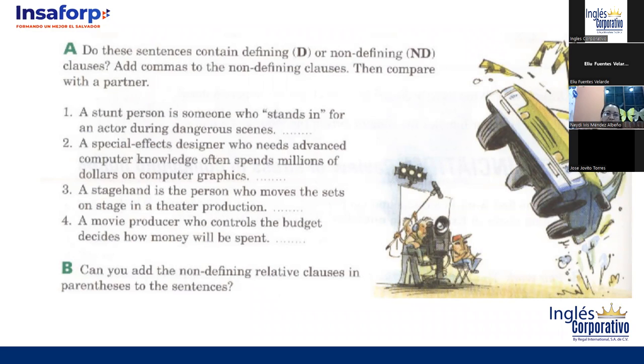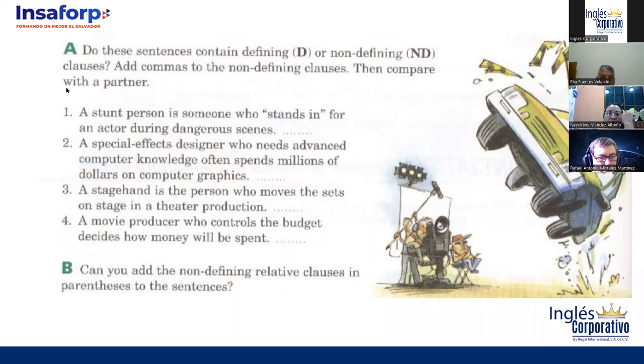On the other hand, when we have non-defining relative clauses, the information that is between commas is not necessary. It is extra information, and that's the reason why they are called non-defining relative clauses. It is extra information that is added to the sentence, like the one that we just read: a location scout, who finds places to shoot scenes, travels all over the world. That particular piece of information is not necessary. It's extra, and that's the reason why I put it between commas.